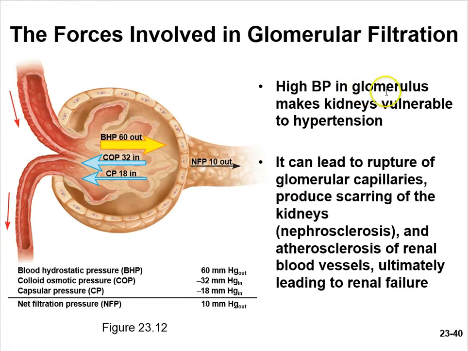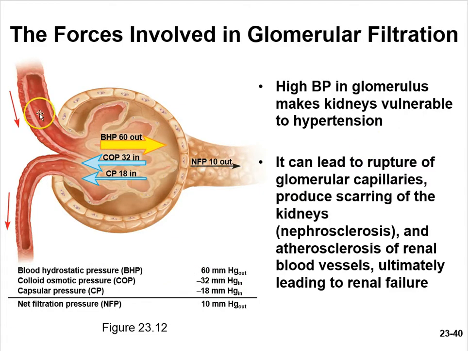High blood pressure in the glomerulus makes kidneys very vulnerable to hypertension and can lead to rupture of the glomerular capillaries, which could produce scarring or nephrosclerosis. This also promotes atherosclerosis of the renal blood vessels and could ultimately lead to renal failure.